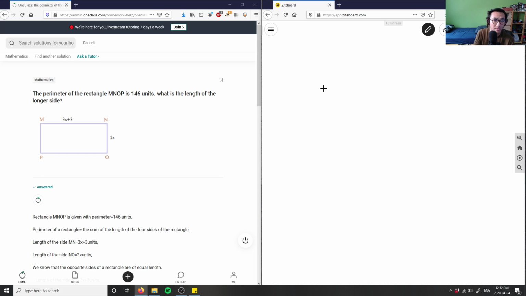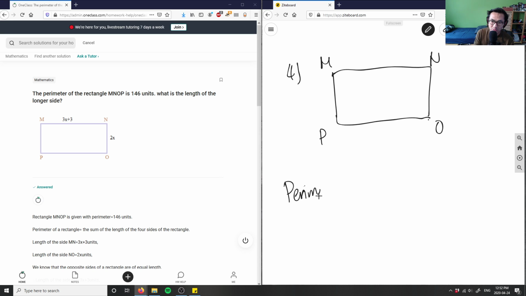So it says the perimeter of the rectangle MNOP is 146. What is the length of the longer side? So I'm going to draw this out. MNOP. So it says the perimeter is 146 units, and I have the lengths 3x plus 3 and 2x here. What is the length of the longer side? So I care about the length of the longer side, which is this guy here. So this is L. This here would be W.